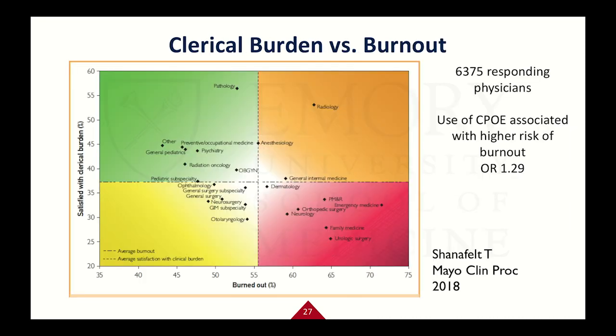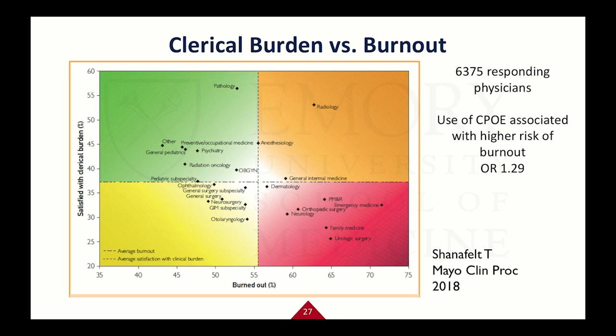This is more work from Tait Shanafelt at Mayo Clinic, looking at clerical burden versus burnout. They divided it up into lots of subspecialties, and there are 4 quadrants overall. Those are people who are satisfied with their clerical burden, and the percentage of people who are burnt out according to Shanafelt's literature. You can see that the front line is, once again, family medicine. This is a very consistent signal. Family medicine, emergency medicine, urological surgery, and urology and neurology. Cardiology, unfortunately, is not represented here.